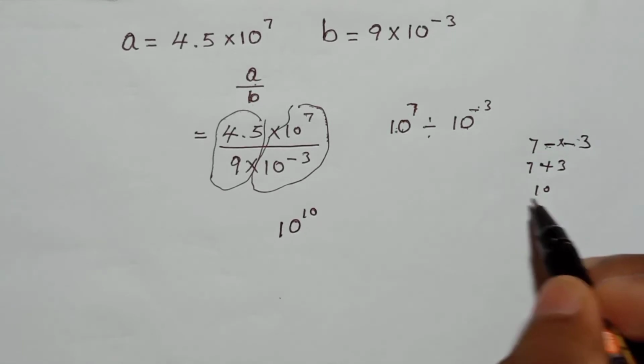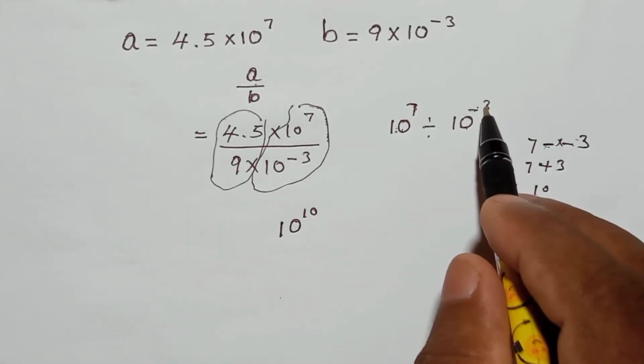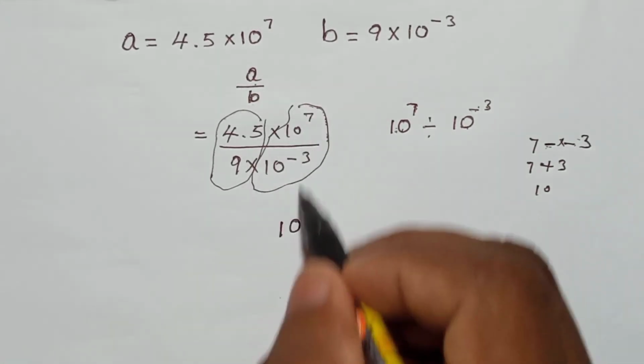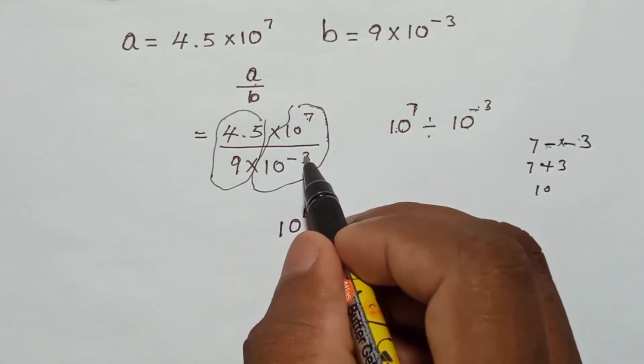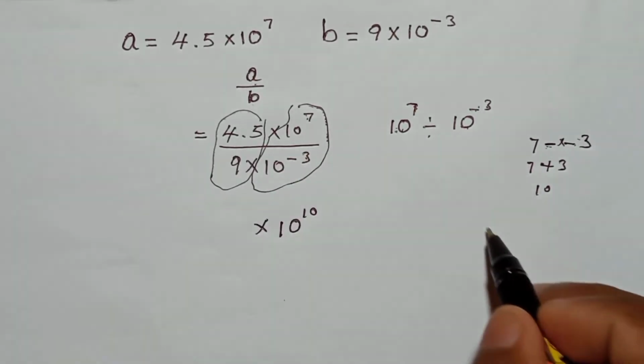Here the base is 10, and we subtract from this index, so it will be 10 to the power 10. Now this part becomes 10 to the power 10. From this I subtracted this. Okay, then I need to do this one.